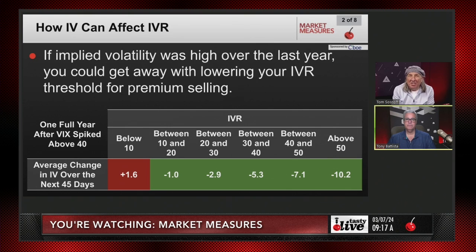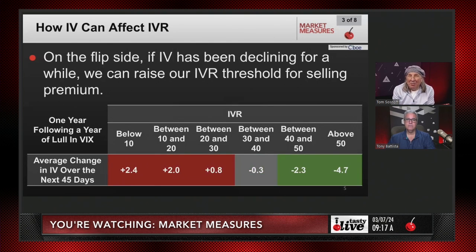It was misleading because implied volatility had been so high that you got away with selling low IVR. It didn't hurt you. On the flip side, which is what we're facing right now, implied volatility has been declining for a while. I was going to show a chart of the VIX, but I don't want to switch screens. Implied volatility has been declining for a long time. It's been contracting. It hasn't had any rallies at all. It's gone from the mid 20s to the low teens over the last year.